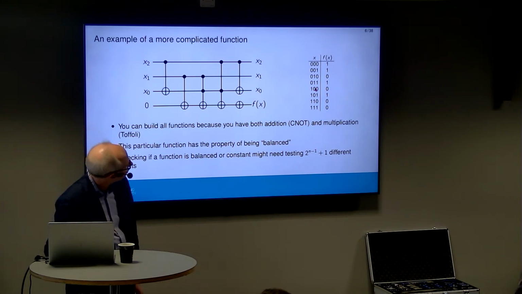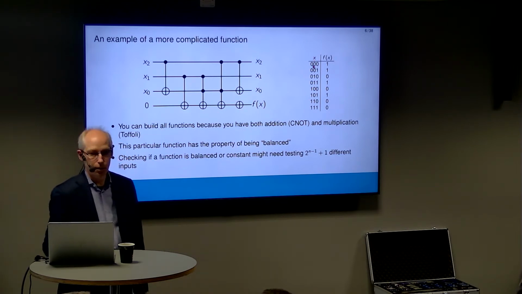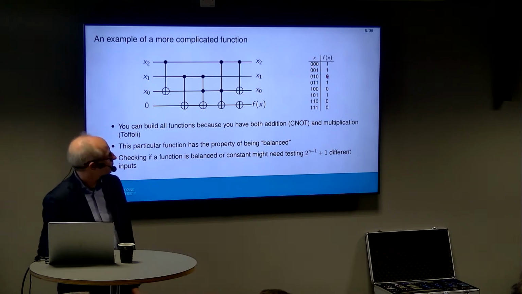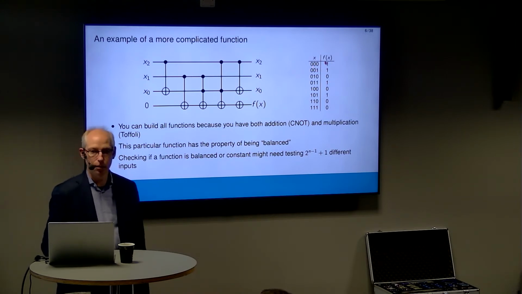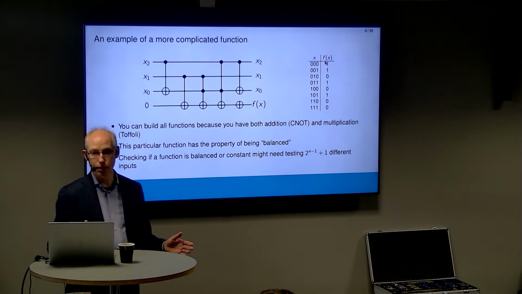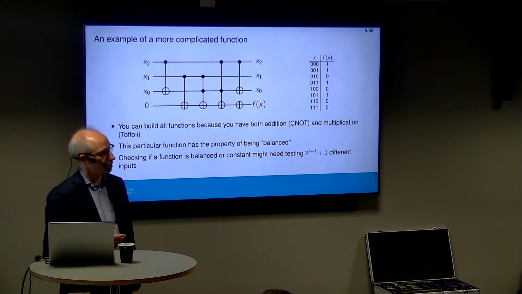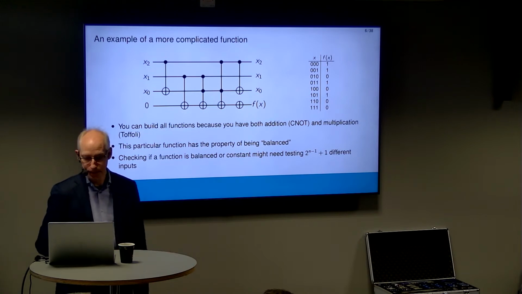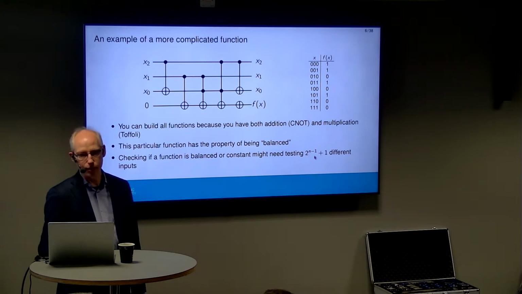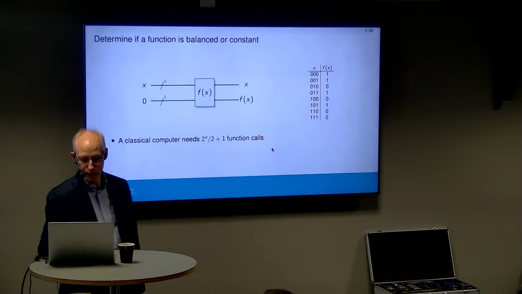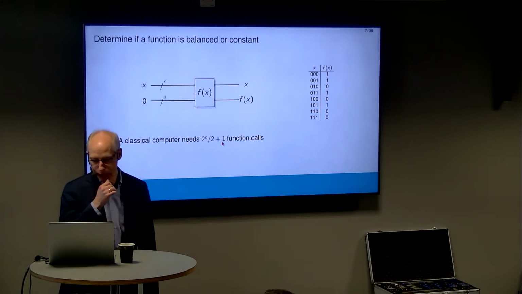And if you extend the number of bits here, you quickly realize that the number of function inputs you need to send to the f is exponential in the size of the input. So a classical machine needs to do exponentially many calls here. That's really expensive. You need 1 more than half of the possible combinations. A classical computer needs this many calls.